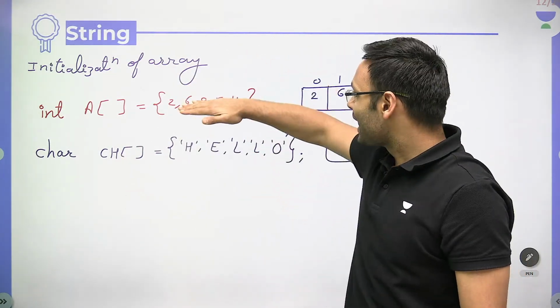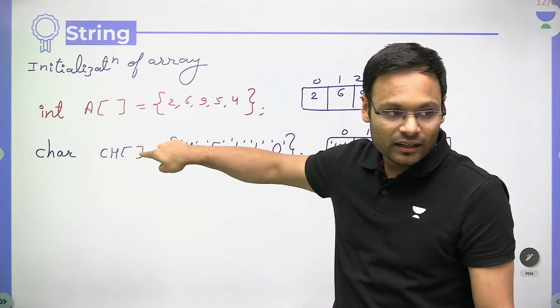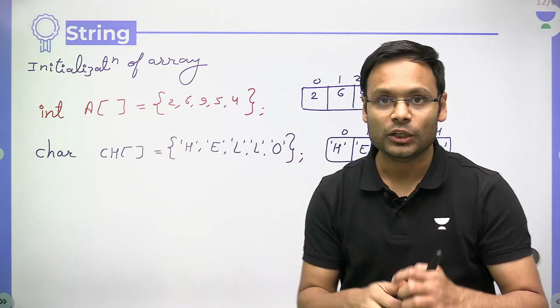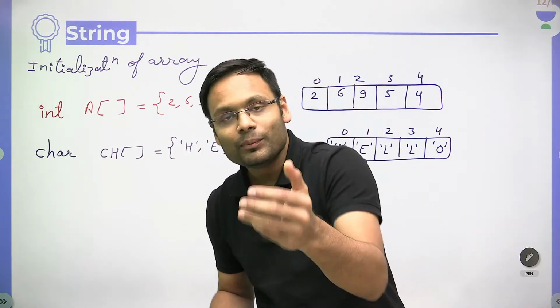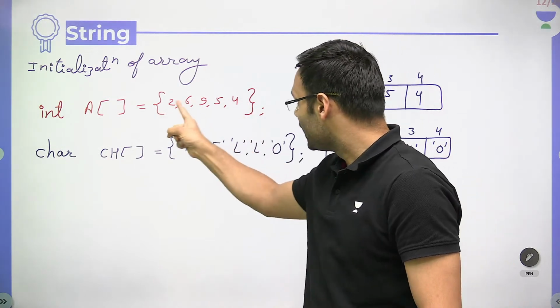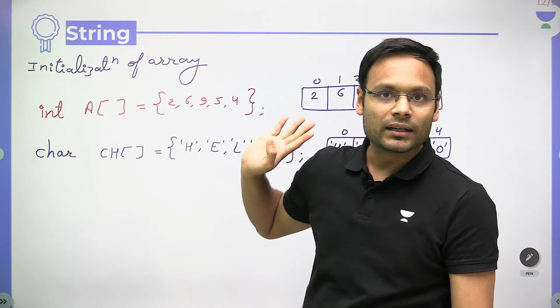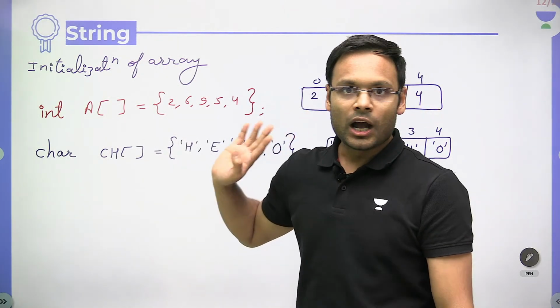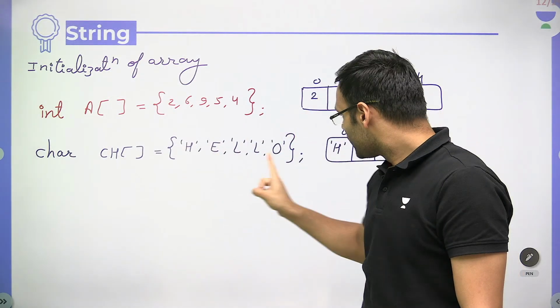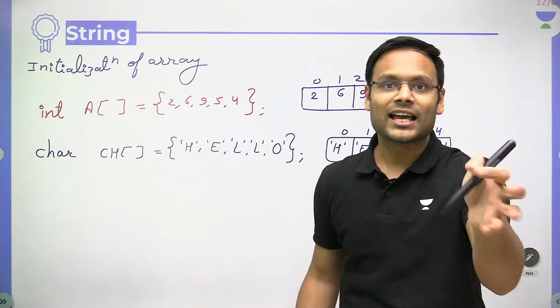So when you initialize the array and if you don't provide the size here, your system will automatically take the default size. Default size means how many elements you are initializing? 5. Automatically size 5 will be taken. How many characters here? 5. Automatically size 5 will be taken.